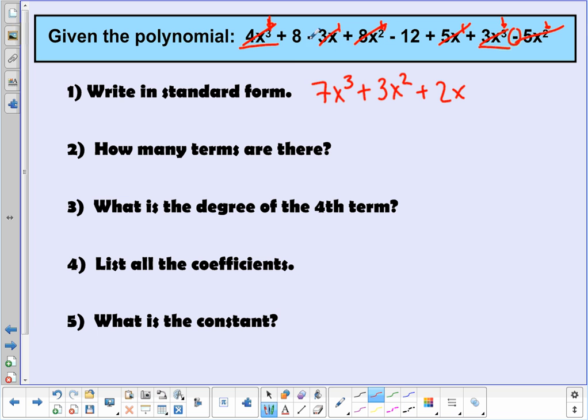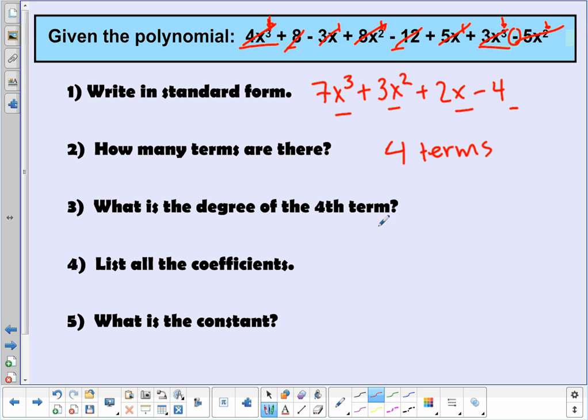And then the constants, 8 and negative 12. 8 minus 12 is negative 4. So negative 4. I always check to make sure that I've taken care of all of the terms, and I have. I'm in standard form. There we go. So how many terms are there once it's in standard form? 1, 2, 3, 4. There are 4 terms.